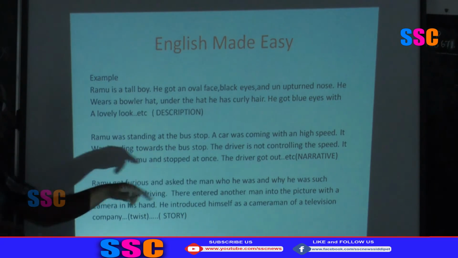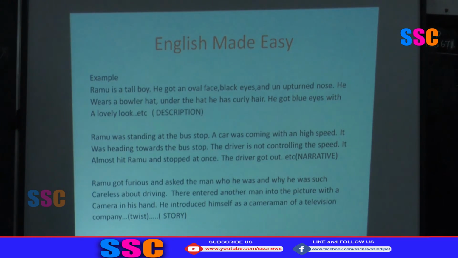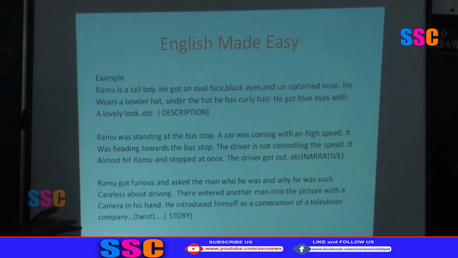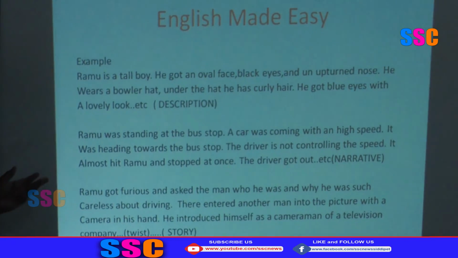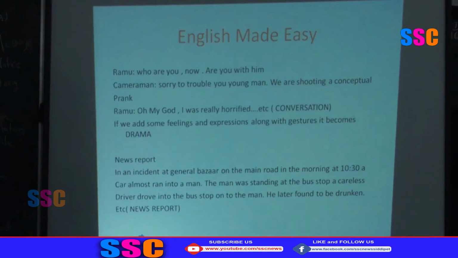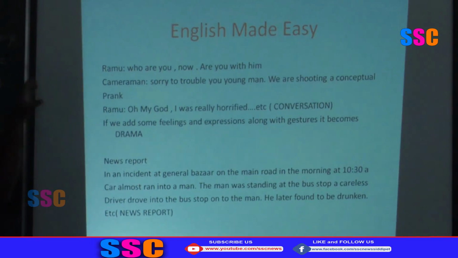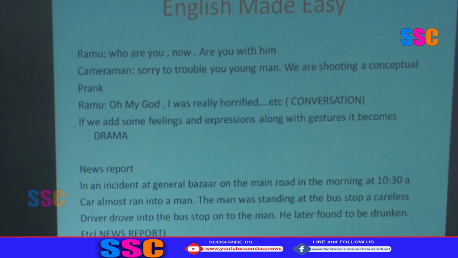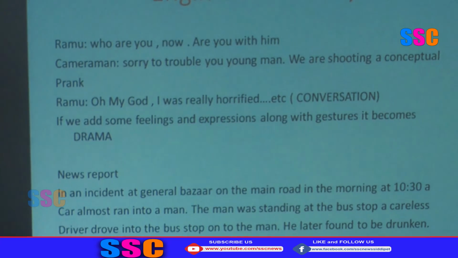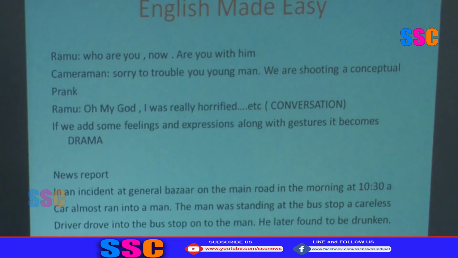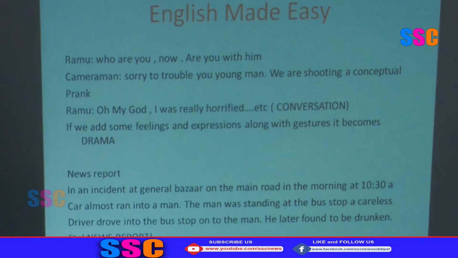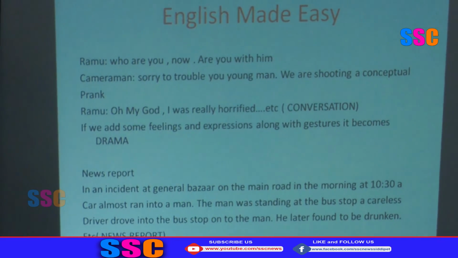So there entered another man into the picture with a camera in his hand. He introduced himself as a cameraman of a television company. Now this is the twist in the narrative. Now this becomes your story, right? Now on this occasion, here we can write a conversation like this. Ramu is asking, who are you? He is asking the second person about his introduction.